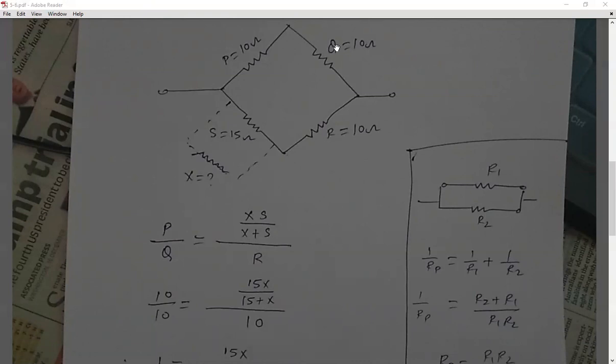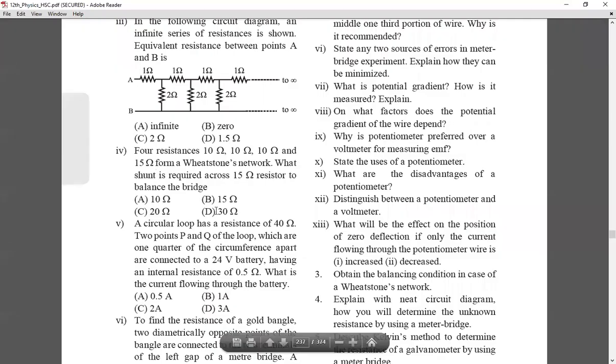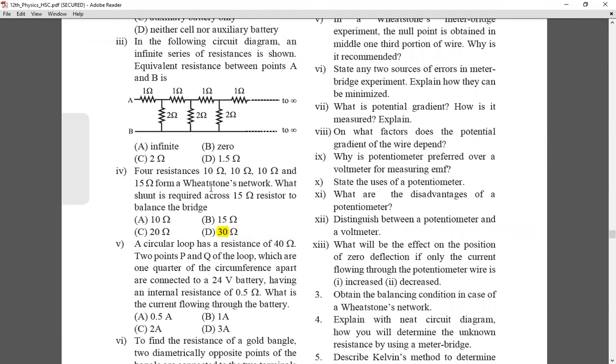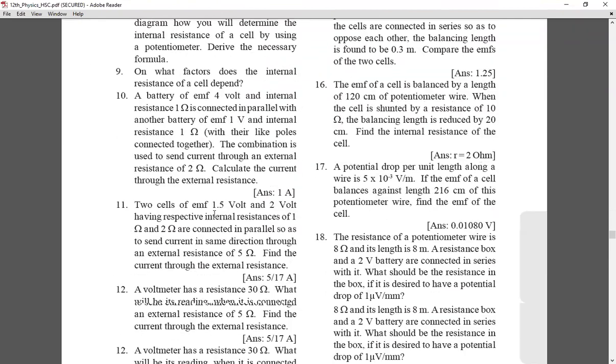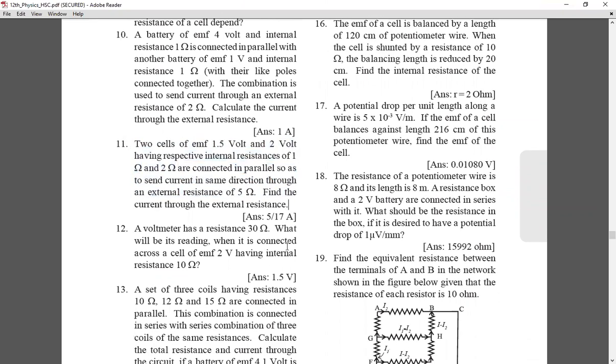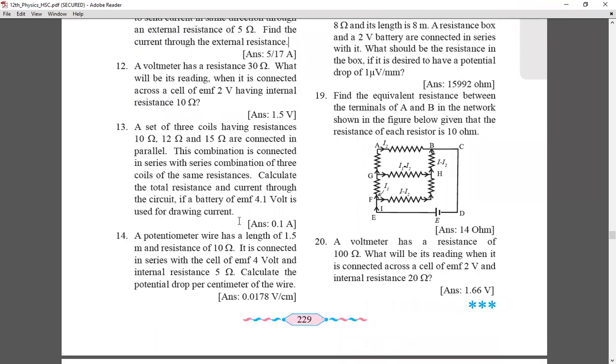Let's move to the book. So what is the correct answer here? 30 ohm. Okay, so two types of problems we have seen on the Wheatstone bridge. Yesterday we solved problem 10, and problem 11 is the same as problem 10, so it is homework. And problem 20 is also the same as problem 12, so we already discussed problem 12. You can solve problem 20.